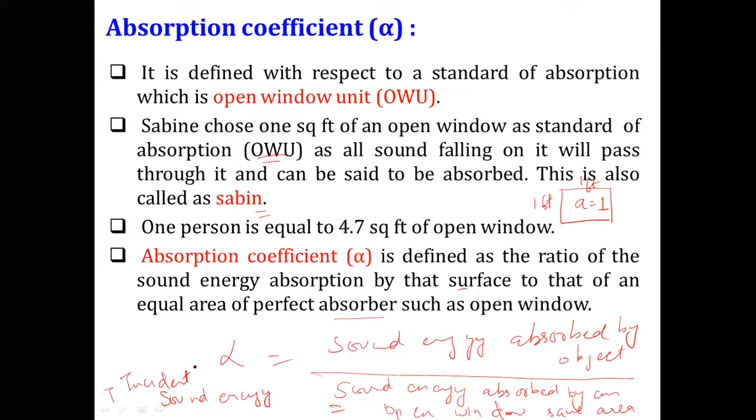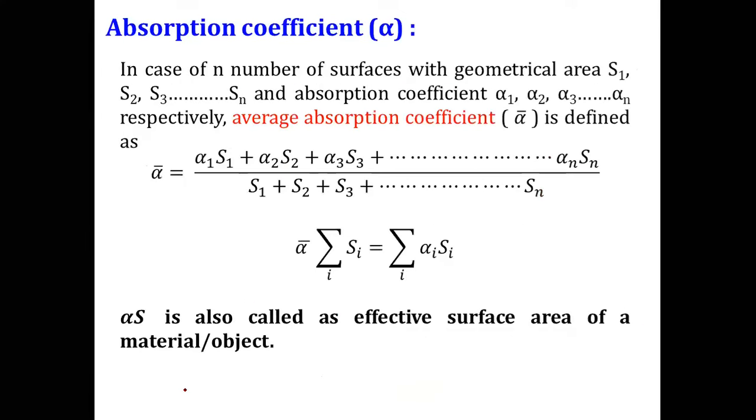What fraction of incident sound energy will be absorbed by the object? That will be your absorption coefficient. Your absorption coefficient would be very small for some objects, and it could be very large for some objects. Now, let's say that rather than having one object, you have a large number of objects. For example, if you are sitting in your classroom again, you have tables, you have seats.